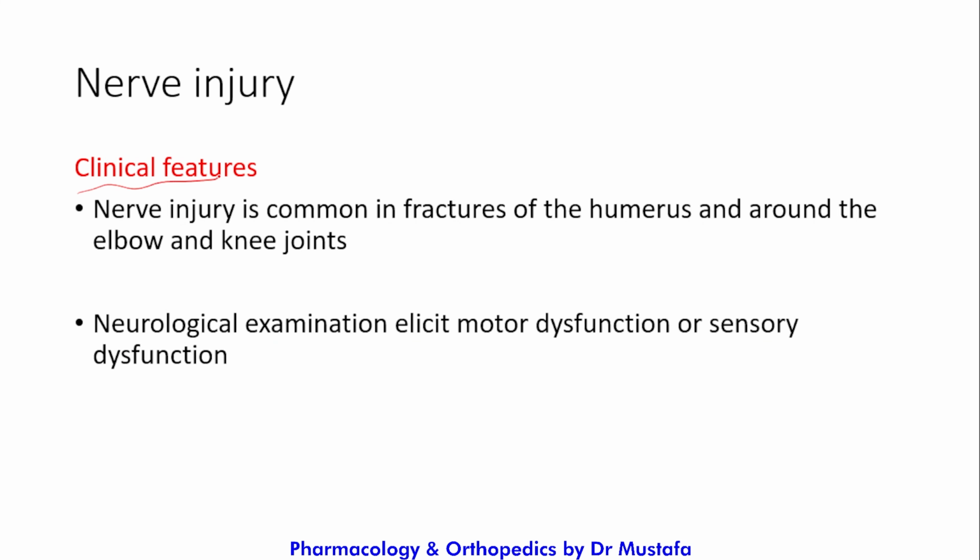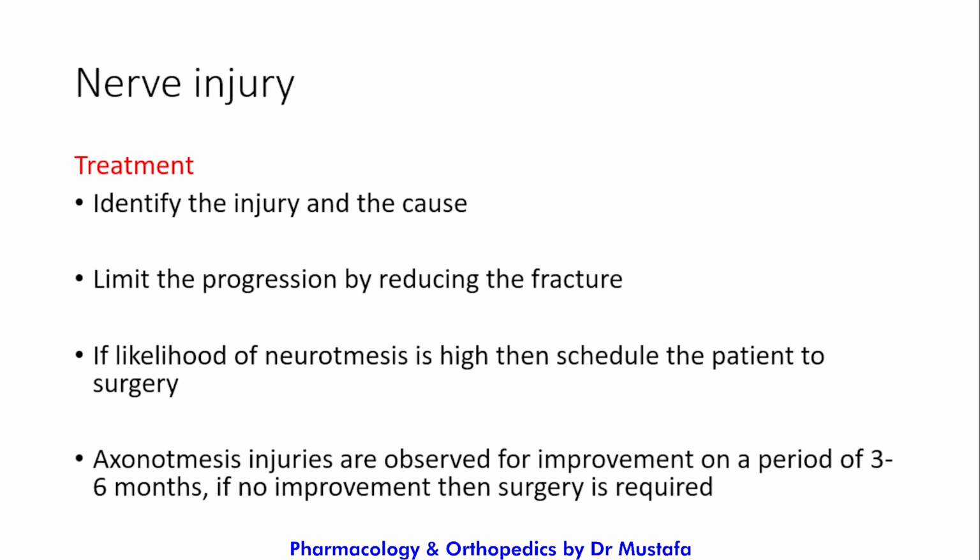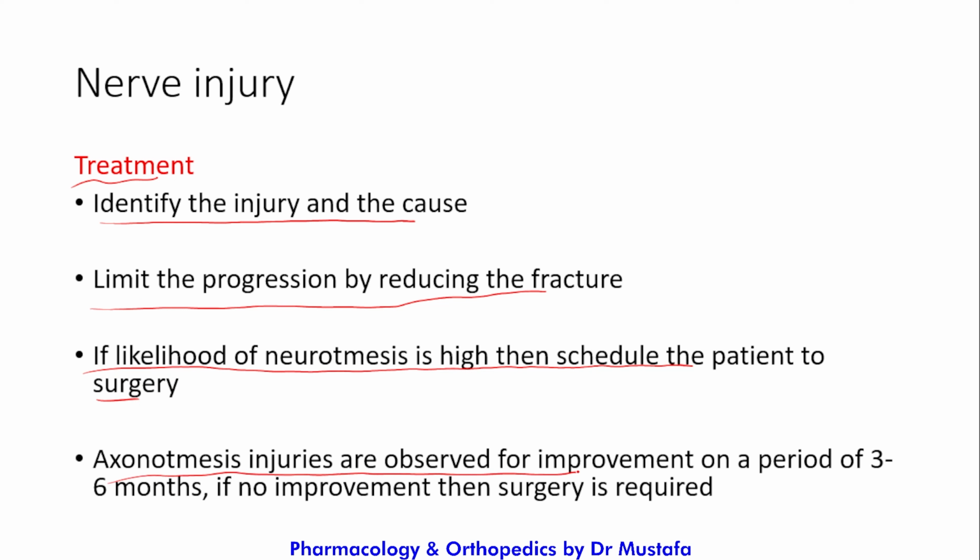The clinical features of nerve injury. Nerve injury is common in fractures of the humerus and around the elbow and knee joints. Neurological examination elicits motor dysfunction or sensory dysfunction related to the nerve injured. Treatment of nerve injury is that you identify the injury and the cause, and you limit the progression by reducing the fracture. If the likelihood of neurotmesis is high, then schedule the patient for surgery. Axonotmesis injuries are observed for improvement over a period of 3 to 6 months, and if no improvement, then surgery is required because the injury is most likely going to be neurotmesis.